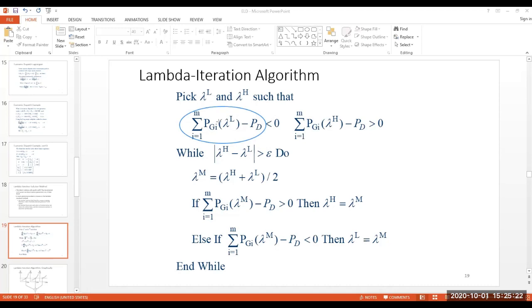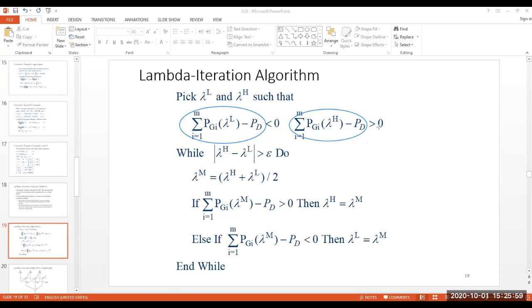If I put that lambda value in the expression of the summation of PG, and subtract PD from that expression, then I should get some negative value. That lambda would be my lambda L. And I pick another lambda which is higher than lambda L, such that this error function becomes positive. So basically I am taking one lambda value such that my error is negative, and another lambda value which gives me positive error.